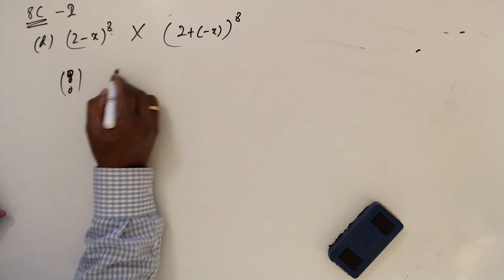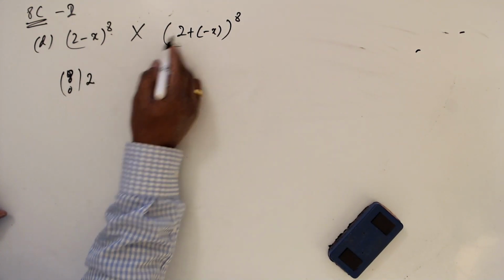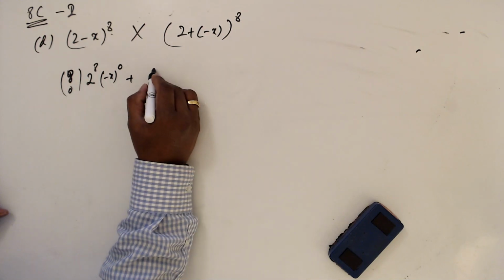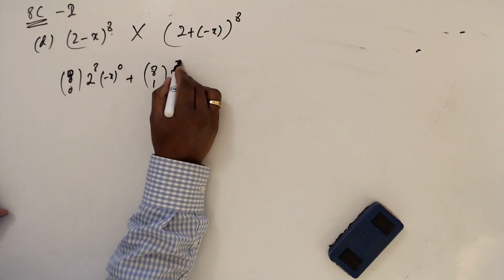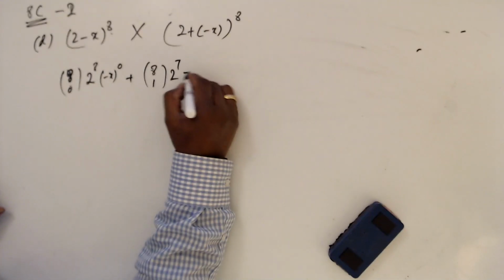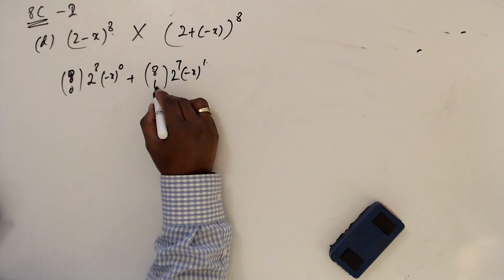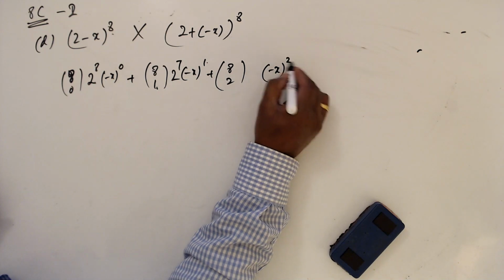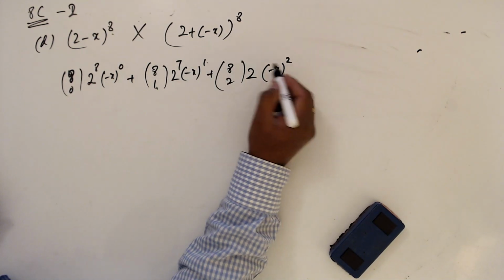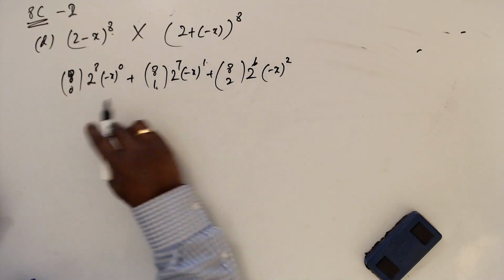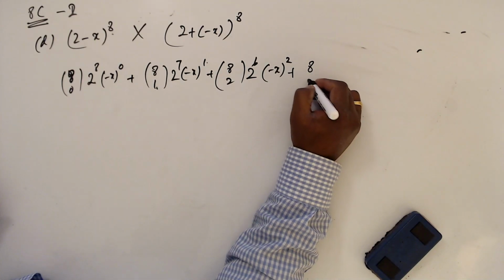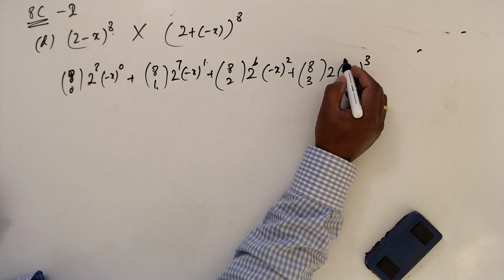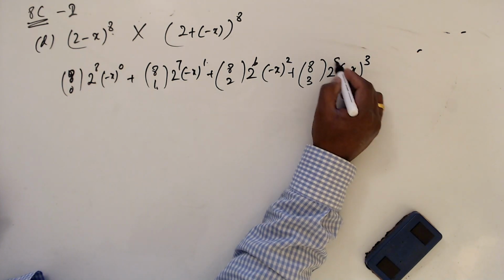8C0 times 2^8, then 8C1 times 2^7 times (minus x), likewise 8C2 times 2^6 times (minus x)^2, then 8C3 times 2^5 times (minus x)^3, plus and so on.